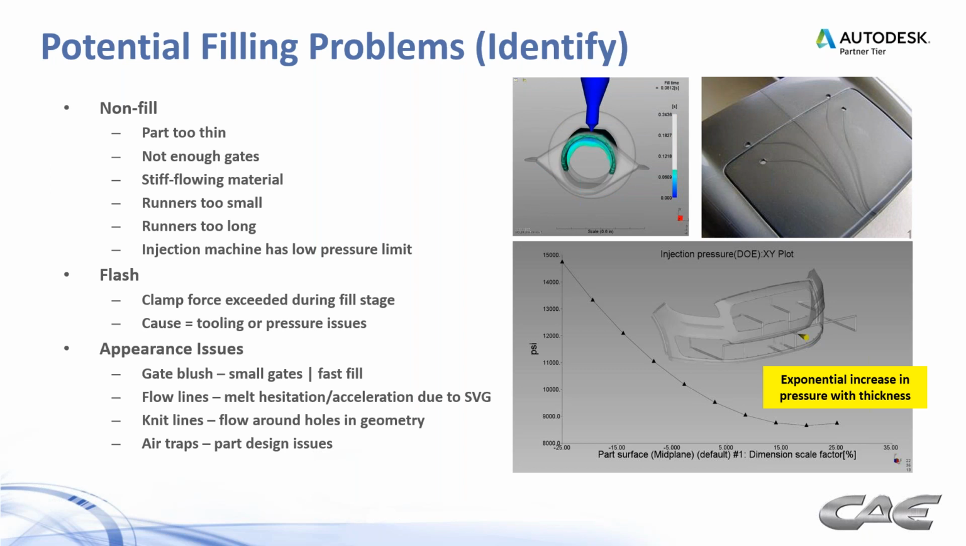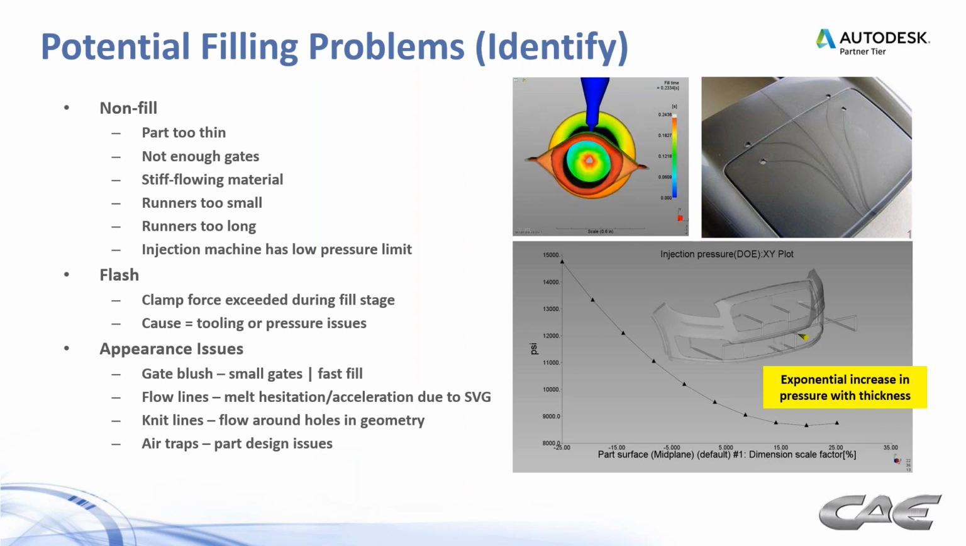And then we have appearance issues, of course. Gate blush can be caused by gates being too small, or filling too fast, or not having enough gates, not sharing the flow among gates. Flow lines can be caused by melt hesitation and acceleration when you're using a valve gate sequence. We could have knit lines from flow around holes in geometry. So maybe we need to redesign where those holes are. Maybe we need to try to locate our gates and use valve gate sequencing to put knit lines in less conspicuous areas. And then we have air traps.